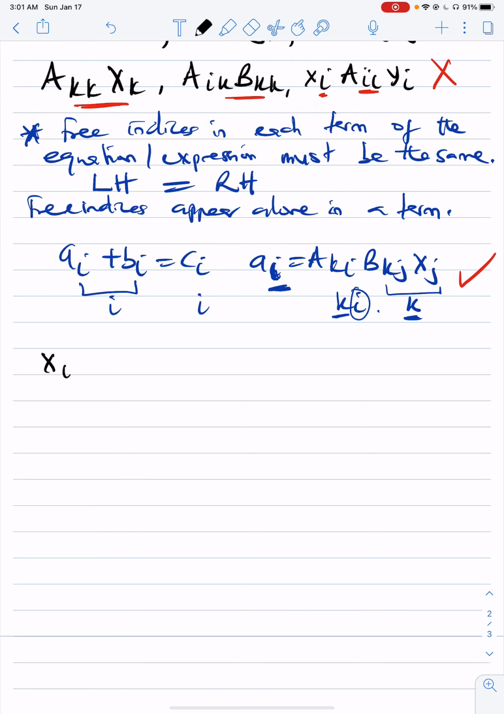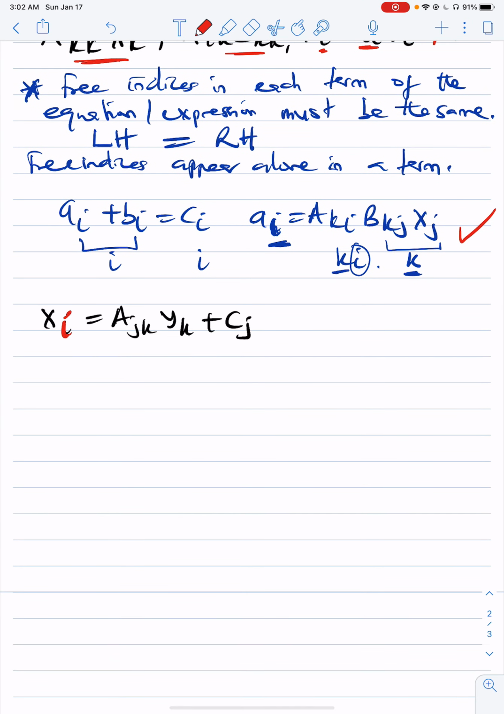But if you have this x_i = a_jk y_k + c_j, now if you look at this, you have an i here, right? So what it means is that when you express everything here, you're supposed to get an i. But if you look at it, you have j k and k. These two k's, if you sum on them, you get just a j remaining. But we have a j plus a j to give you a j, but a j plus a j is not equal to an i. So this expression is wrong. I hope that clears things up.